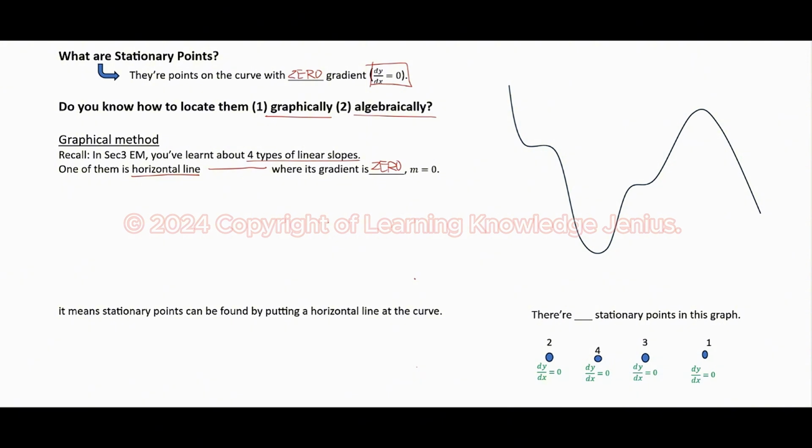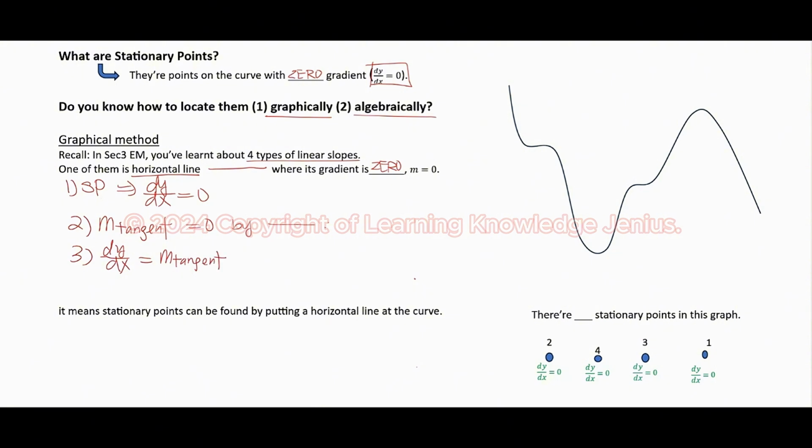So let me summarize this part. First, a stationary point is defined by the points with dy/dx equal to 0. Second, if the gradient of the tangent is equal to 0, it can be represented by a horizontal line. Third, from a previous chapter, we understand that dy/dx is equal to the gradient of the tangent.